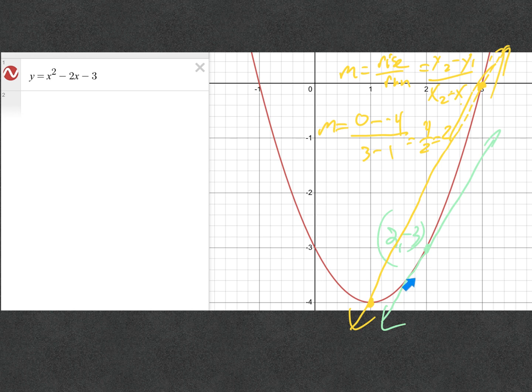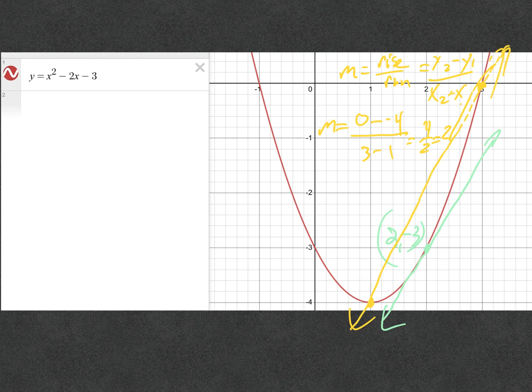Is that going to be the slope of this line? Probably not, but it's going to be close because it looks like, based on my rough drawing, which is not great. Then, well, what if I can pick a point that's closer here and closer here? I could keep doing that and keep working my way closer and closer and closer.